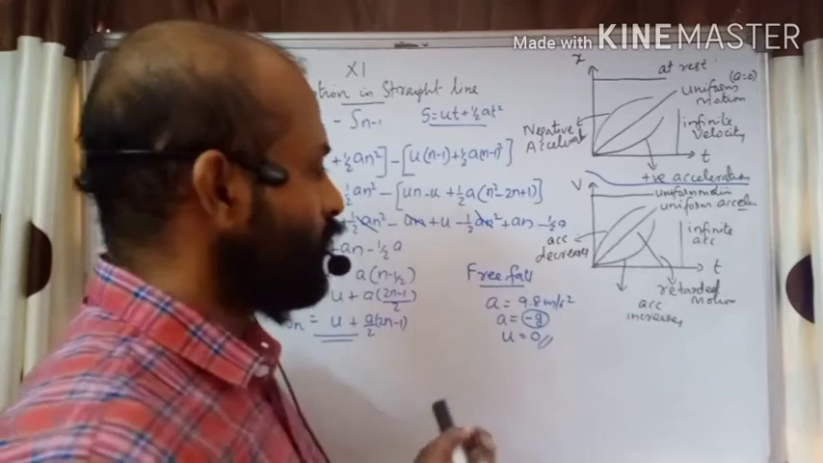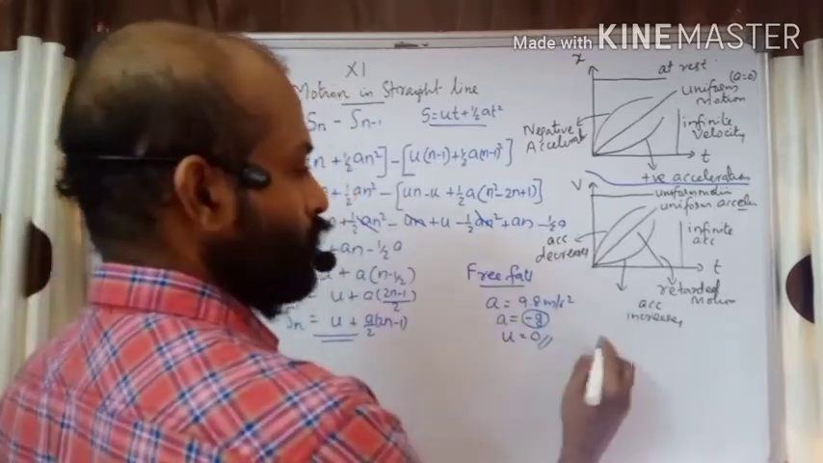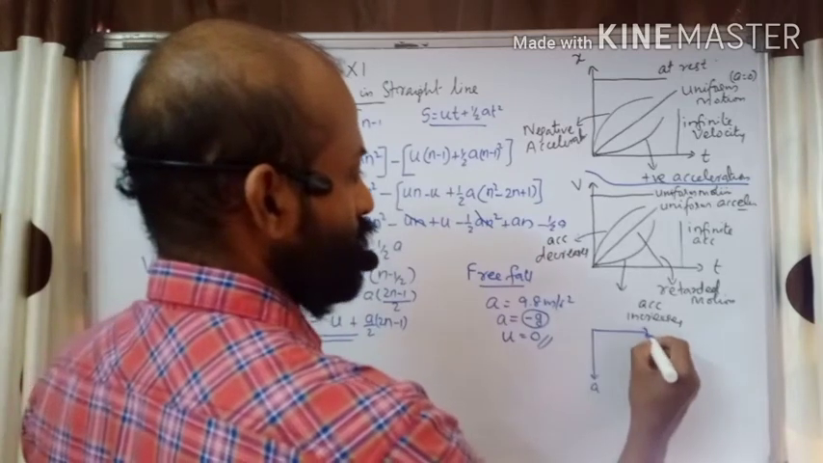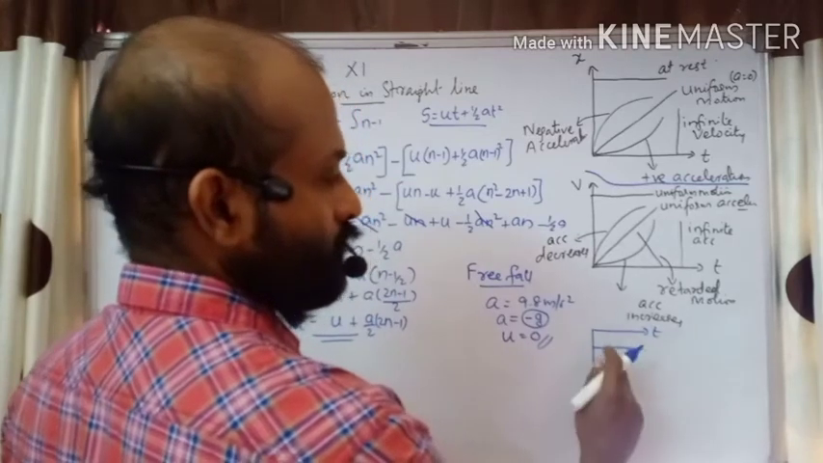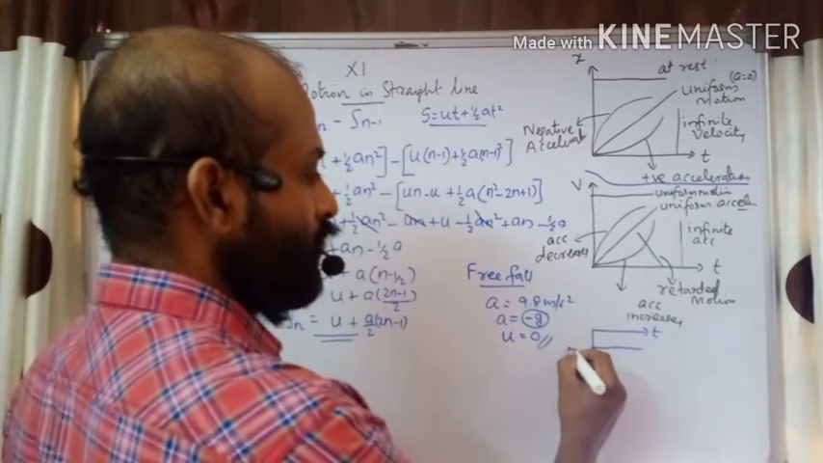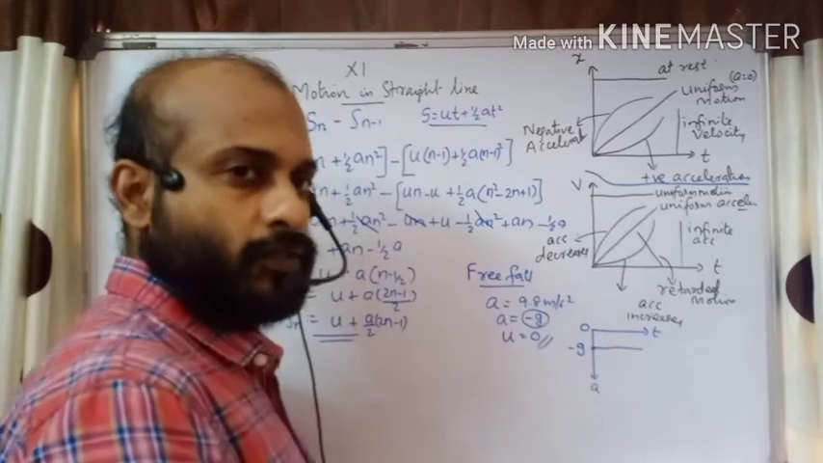Okay, using this we can draw a few graphs. First we will draw an acceleration time graph. Acceleration is negative. So this is acceleration, and this is time. Acceleration is constant, so we will draw a horizontal line like this, because this is the value of acceleration. What is the value of acceleration? Minus g. This is the origin, and minus g is the value of acceleration.